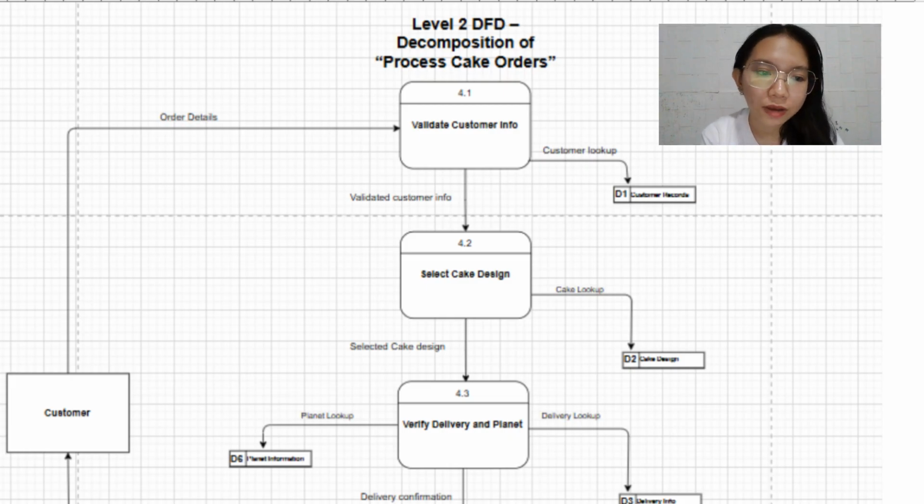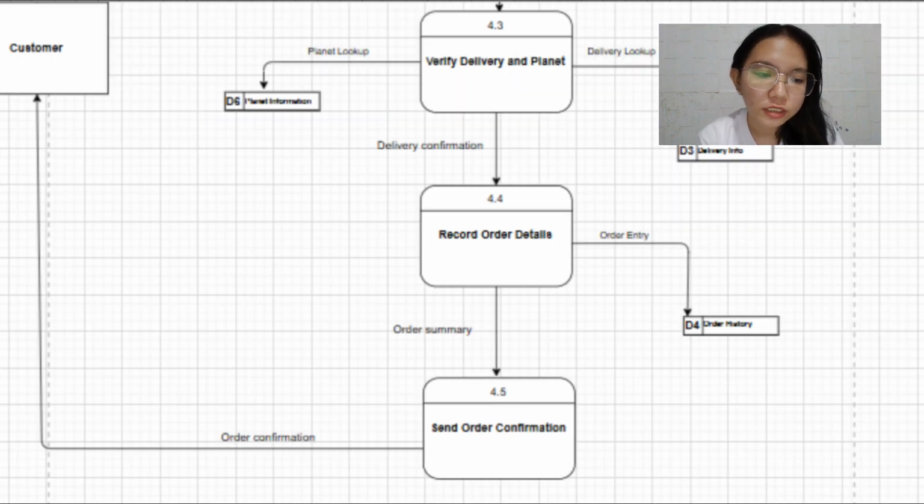So moving on, we have here the process number 4.3, which is verify delivery and planet. Here the system checks if the delivery is possible using delivery info, our data store number 3, and planet information, our data store number 5. So the input here is the cake design and the customer location, and our output for the next process is the delivery confirmation.